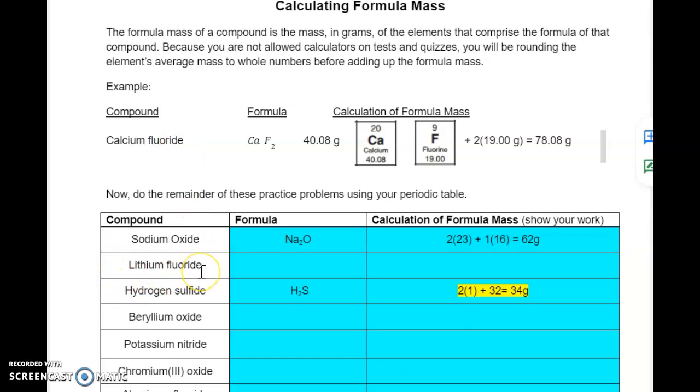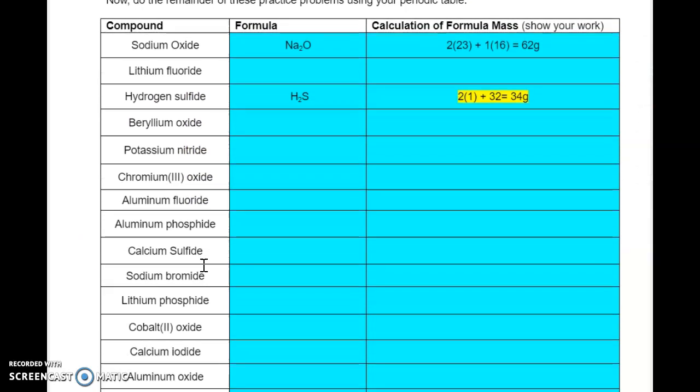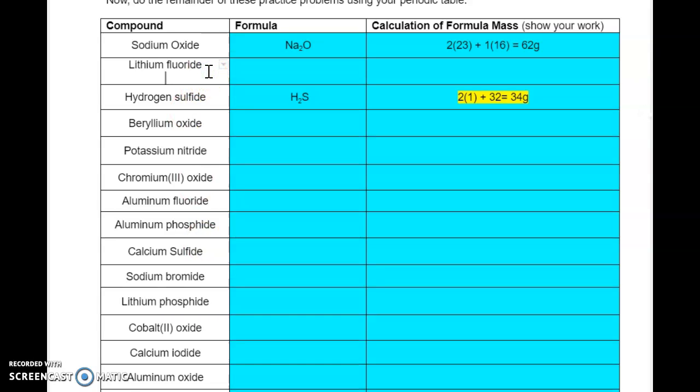So if we have something like lithium fluoride, lithium is in group 1, fluoride in group 7. So lithium has a charge of +1, and fluoride has a charge of -1. If you add the charges together, +1 and -1, we get 0. So we just need 1 lithium and 1 fluoride.